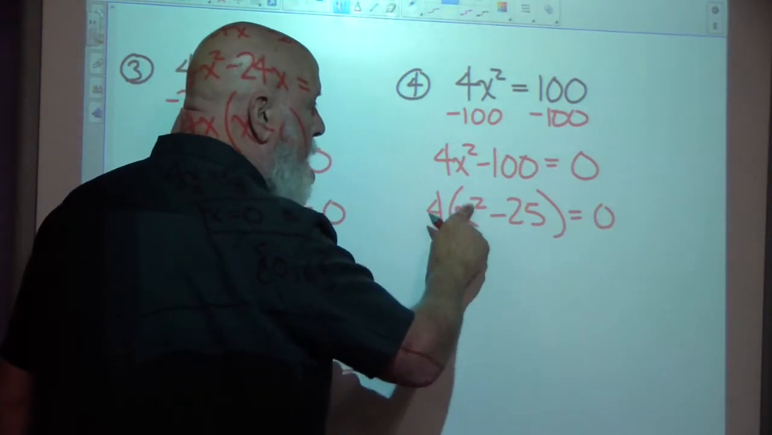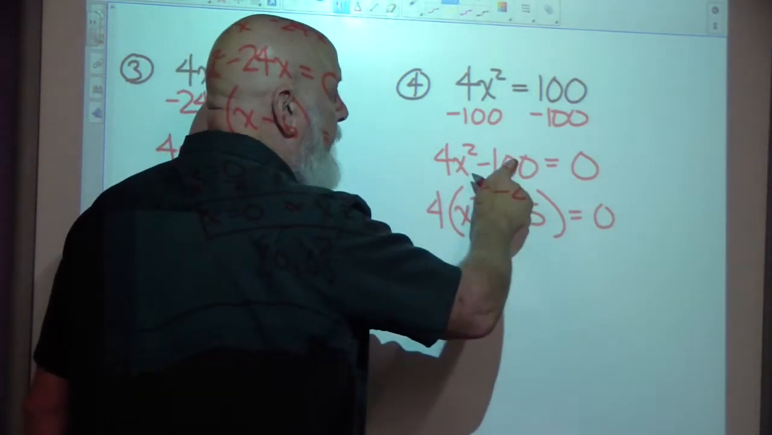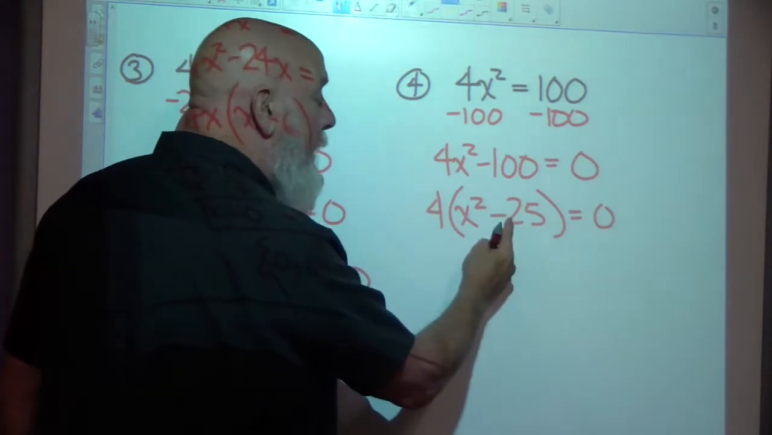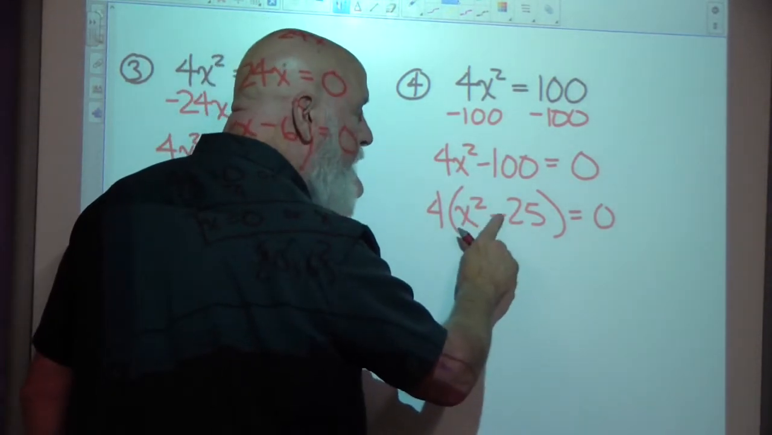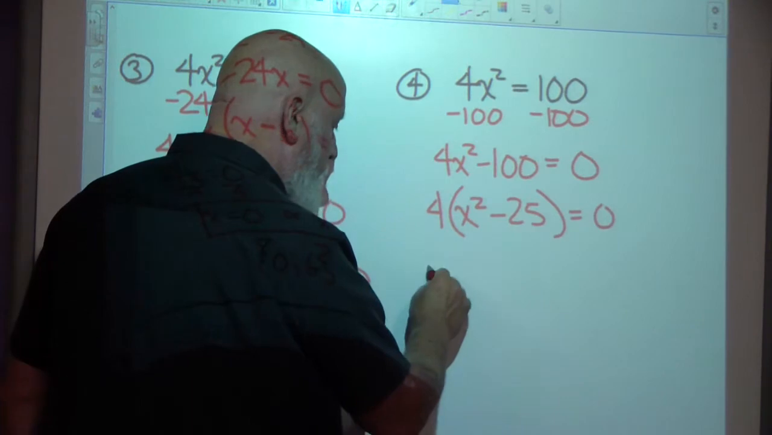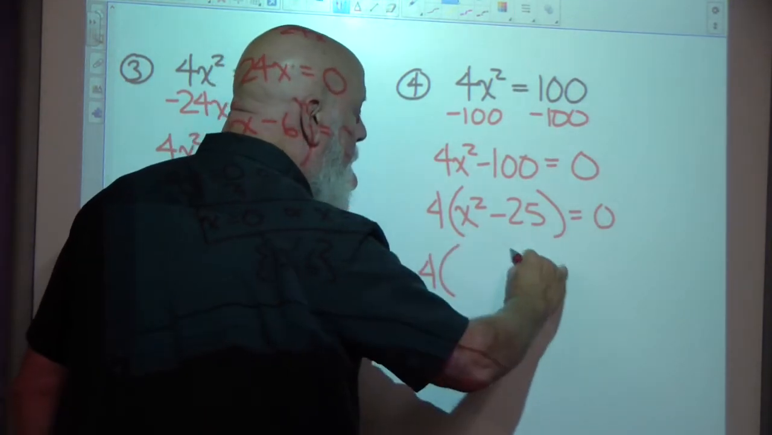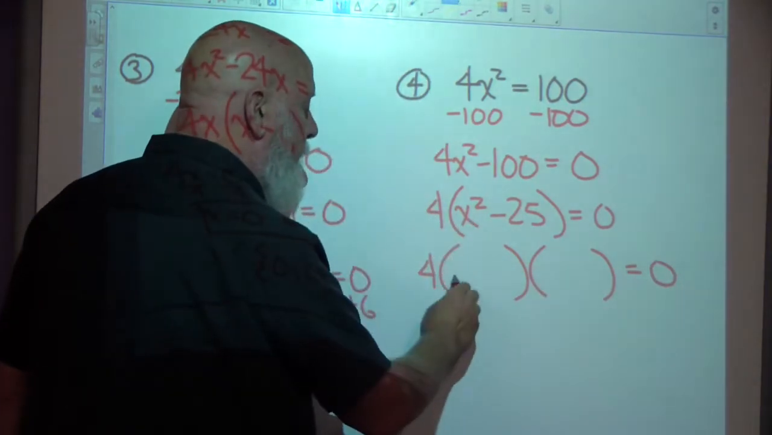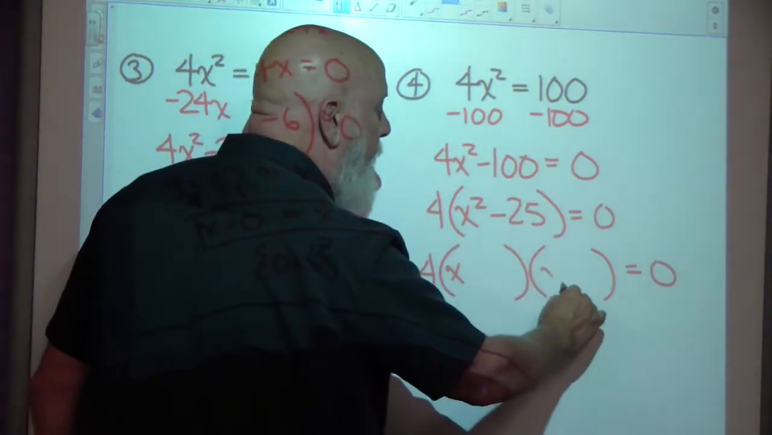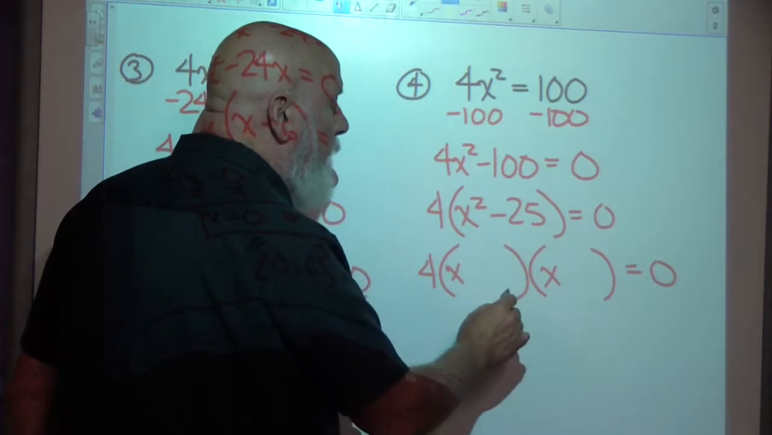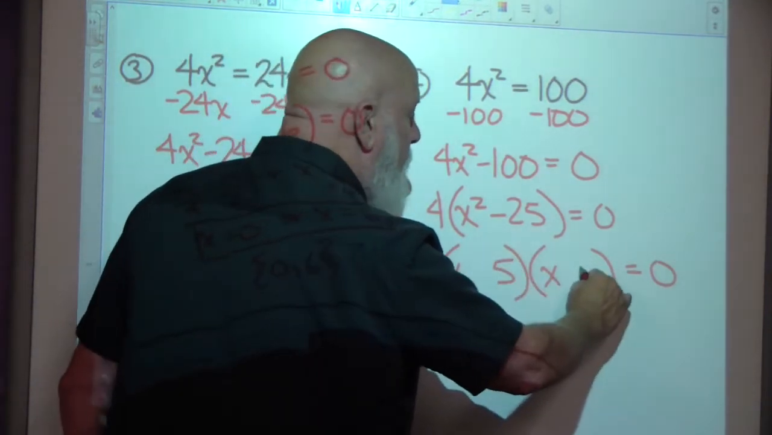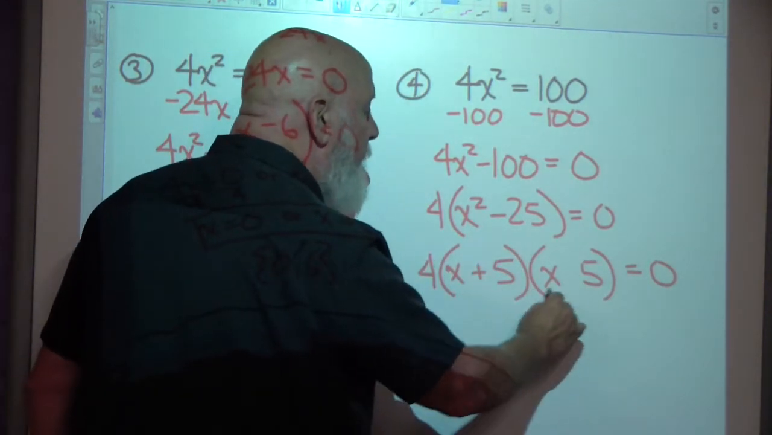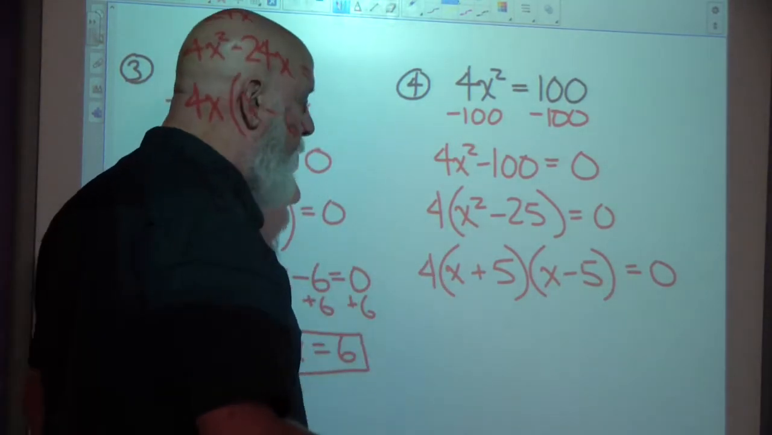Quick check, 4 times x squared is 4x squared, 4 times 25 is 100. And then I hope that they would notice, hey, that's a difference of two perfect squares. To factor a difference of perfect squares, we take the square root of this one, put it here and here. Take the square root of this one and put it here and here. One positive, one negative, and I've gotten it factored.